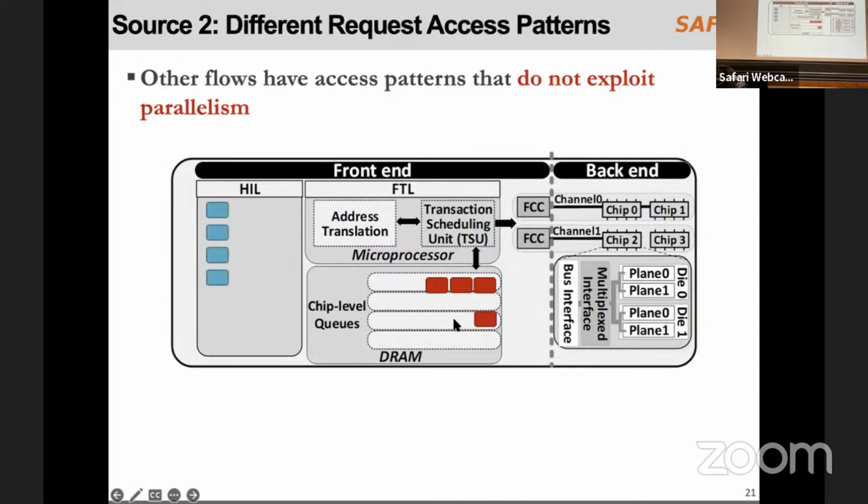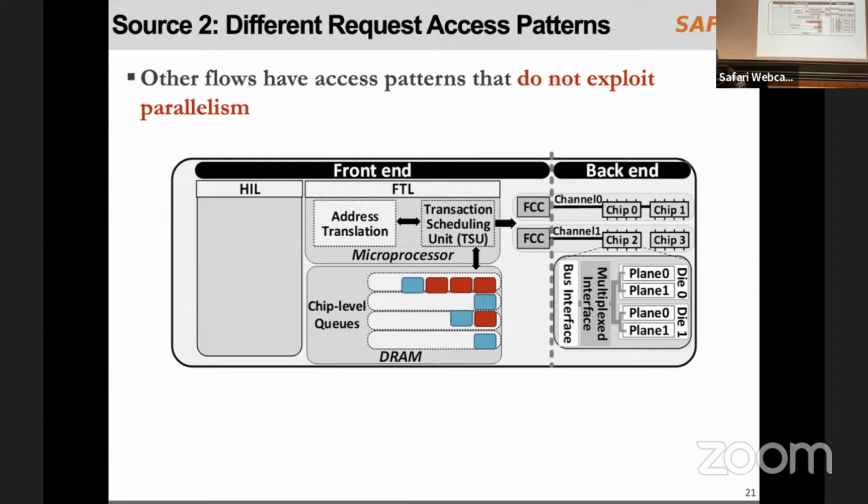And when another flow, the blue flow that has good chip level parallelism, comes in, remember that the HIL, the host interface layer, can send the acknowledgement to the host system only when all the requests are ready. So for blue, we could have finished with the latency of only one request, because it's completely parallel.